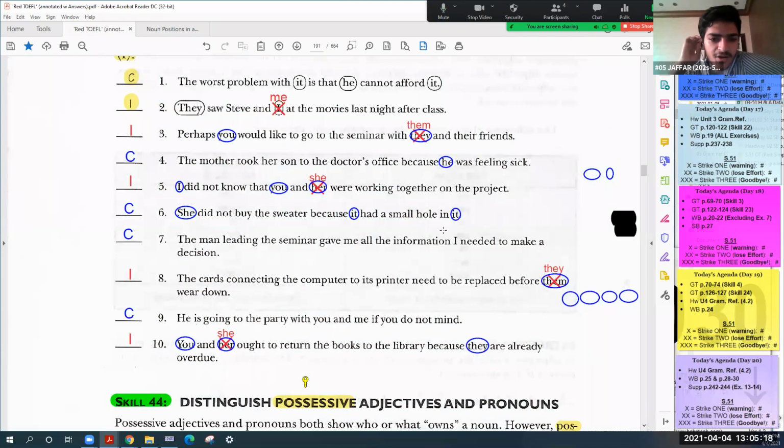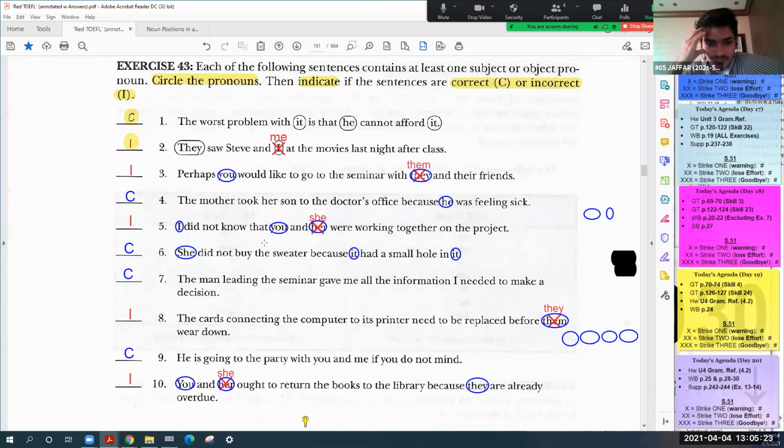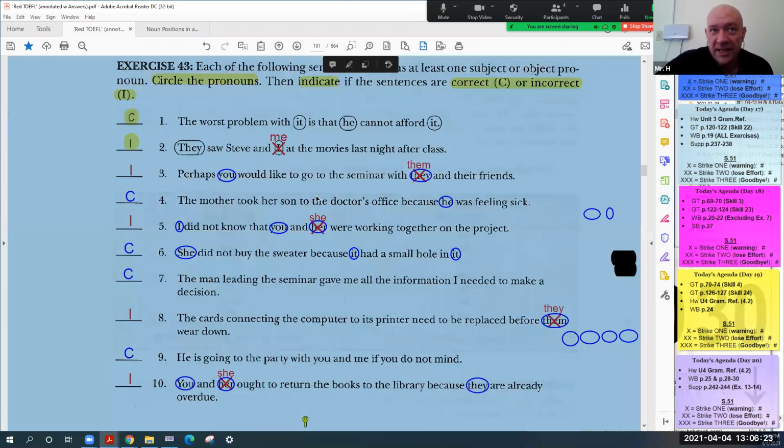Mr. H? Yes, Jafar. Why is her not a pronoun? We will study another skill tomorrow, skill 44. You will see this word. It can be a pronoun and it can be an adjective. In this case, does it replace a noun? Well, no. If you take a person's name plus the S, because you want to show the owner of something, this is actually an adjective. Do you understand? Yes. So that's why it's not a pronoun.